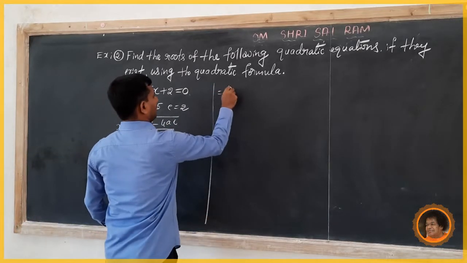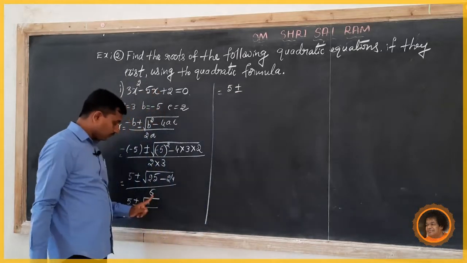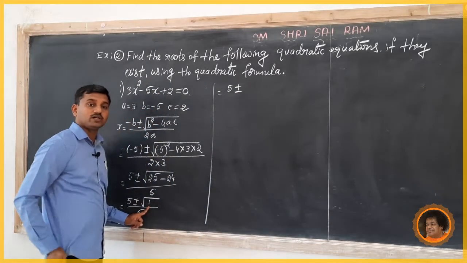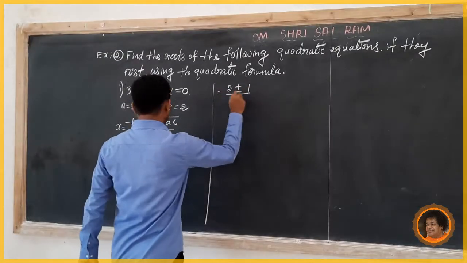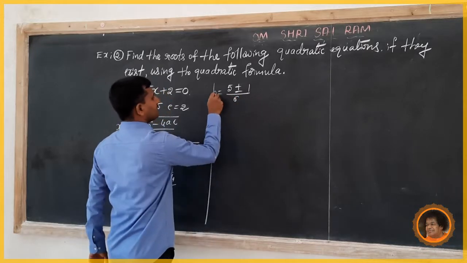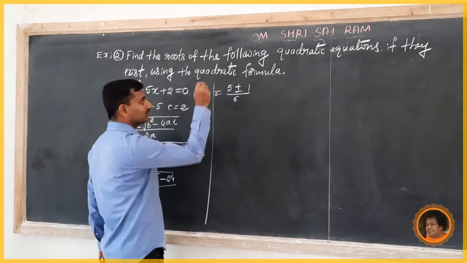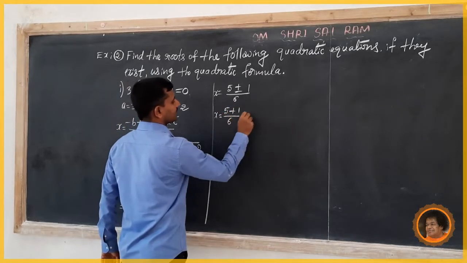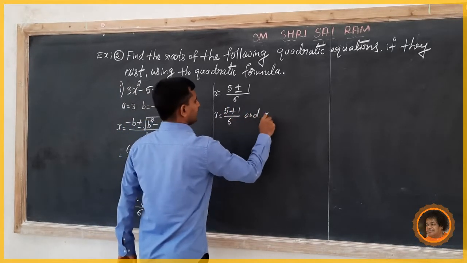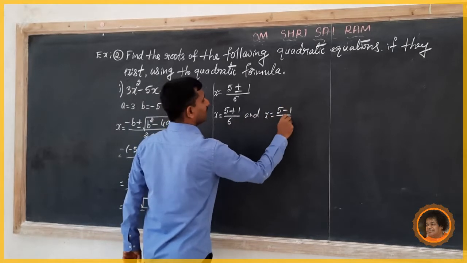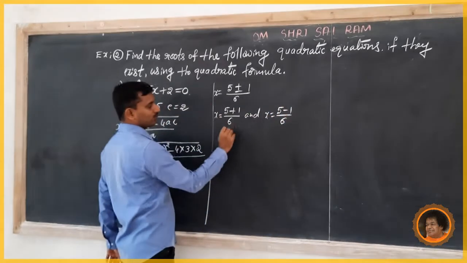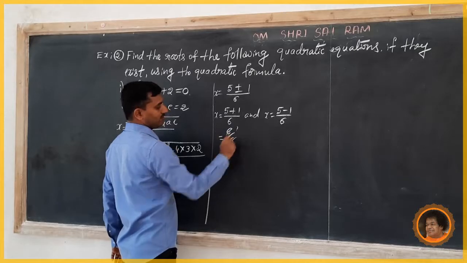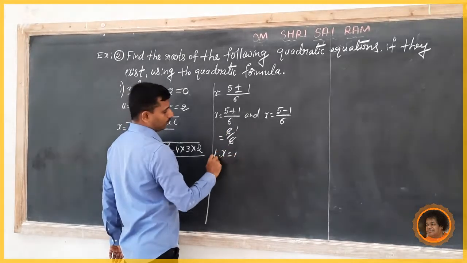equal to 5 plus or minus. So what is the square root of 1? Square root of 1 is 1, divided by 6. So this is the value of x. So what are the roots of the equation? x equal to (5 plus 1) by 6 and x equal to (5 minus 1) by 6. So 5 plus 1 is 6 by 6, 6 ones are 6. So therefore x equal to 1.